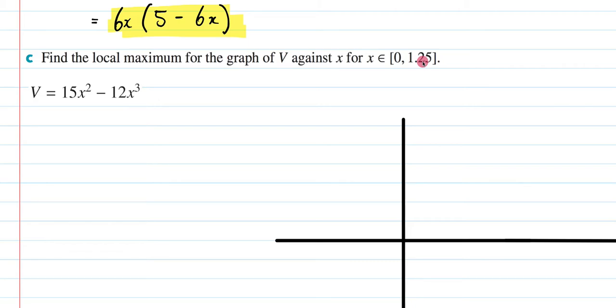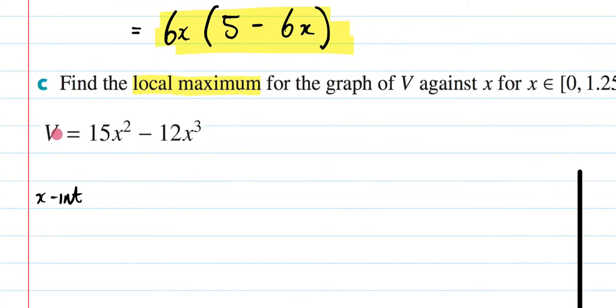Now, what we're going to do here, before we start talking about the local maximum, what I want to begin by doing is simply graphing what this is going to be. So let's begin by doing that. If I'm going to graph this, what I should first find is what are my x-intercepts. So what are my x-intercepts for this?